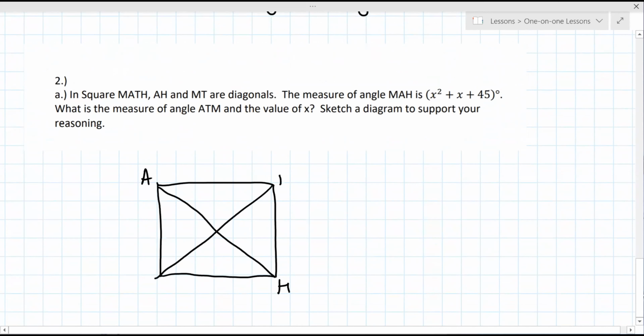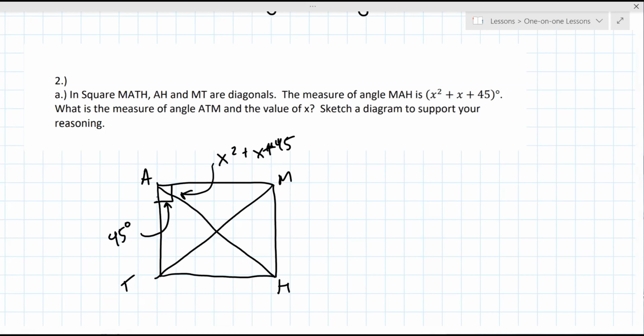The measure of angle MAH, and it's important that you get the sketch correct, M to A to H, this one right here, is x squared plus x plus 45. You have to realize that this angle is also 45 degrees because it's a right angle and the diagonals bisect the angle in a square. So this other side is also equal to 45 degrees.